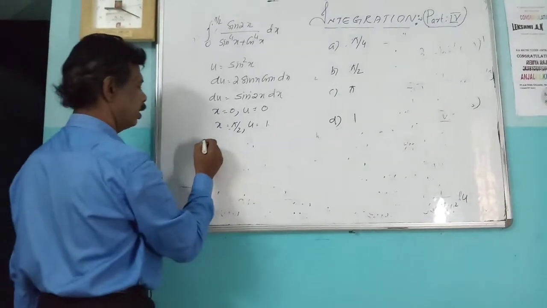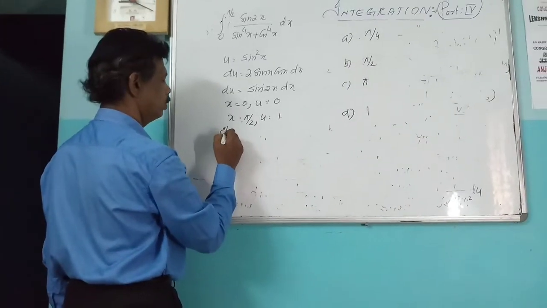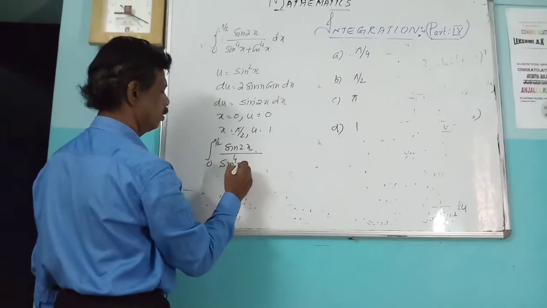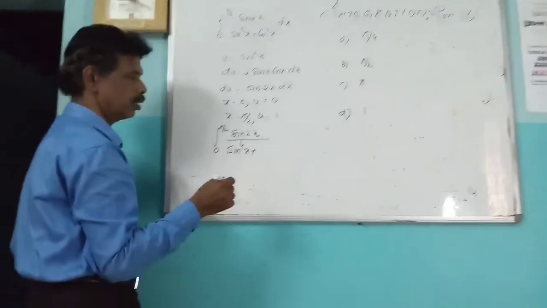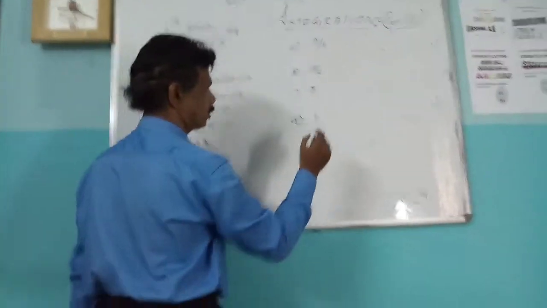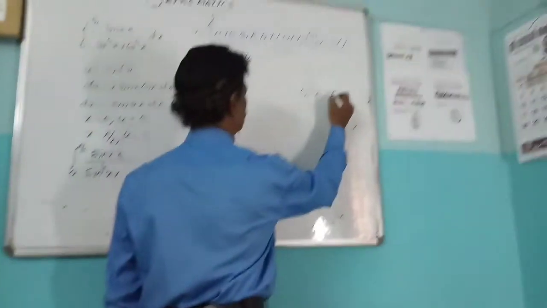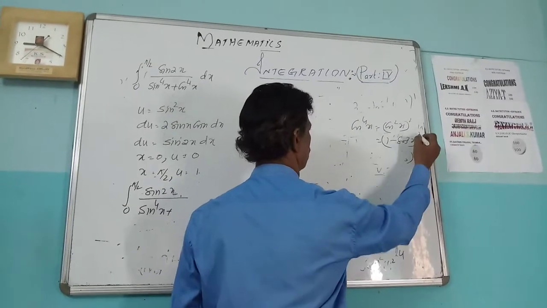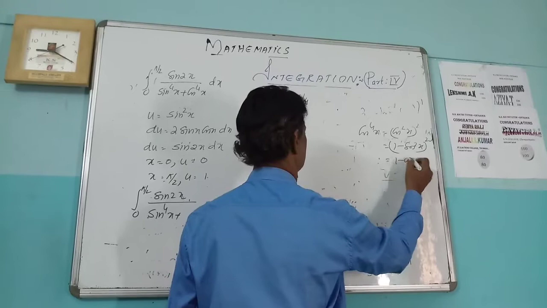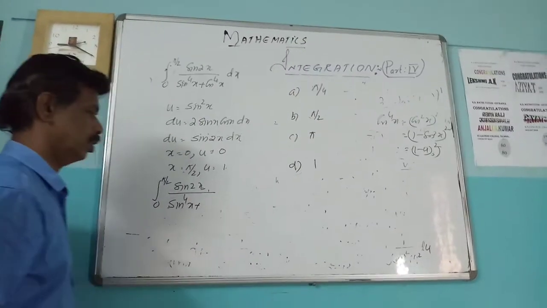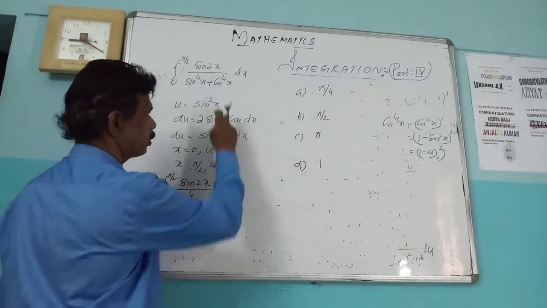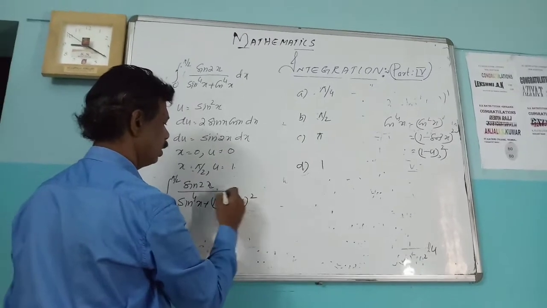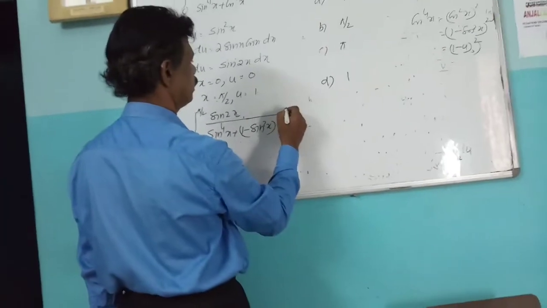Then the integral 0 to pi by 2 of sin 2x divided by sin raised to 4x plus cos raised to 4x. We know that sin square theta plus cos square theta equal to 1. Cos raised to 4x means cos square x the whole square. Cos square x means 1 minus sin square x the whole square, which means 1 minus u the whole square, because u equal to sin square x. So instead of cos raised to 4x we can write 1 minus sin square x the whole square, and sin 2x dx equals du.